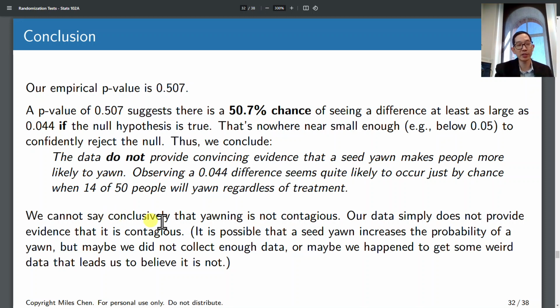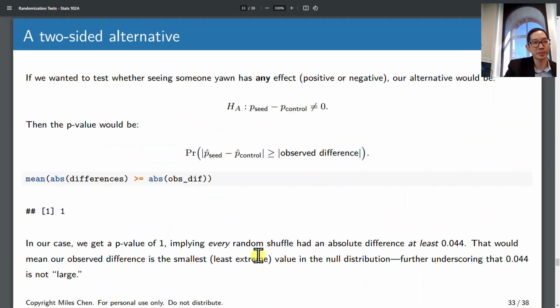So we cannot say conclusively also that yawning is not contagious. It's just that our data simply does not provide evidence that it is contagious, okay? It is possible that a seed yawn actually does increase the probability of yawn, but maybe we didn't collect enough data, or maybe what we observed is just a weird kind of result that leads us to believe that it's not. It's also possible that randomization worked against us too, okay?